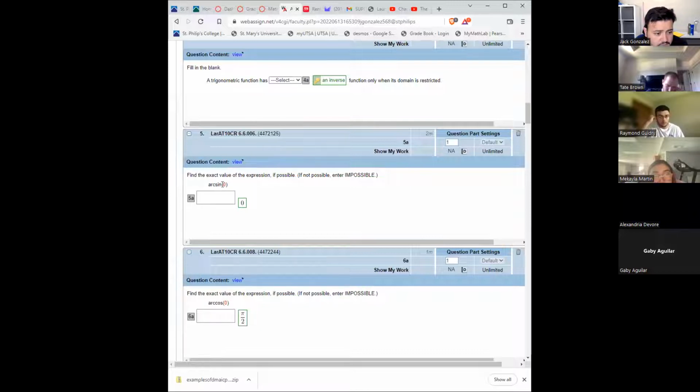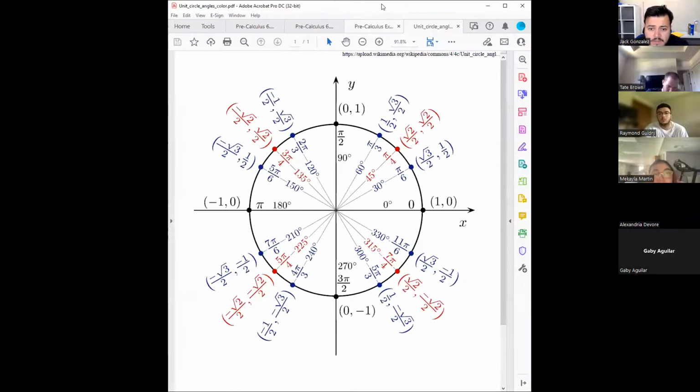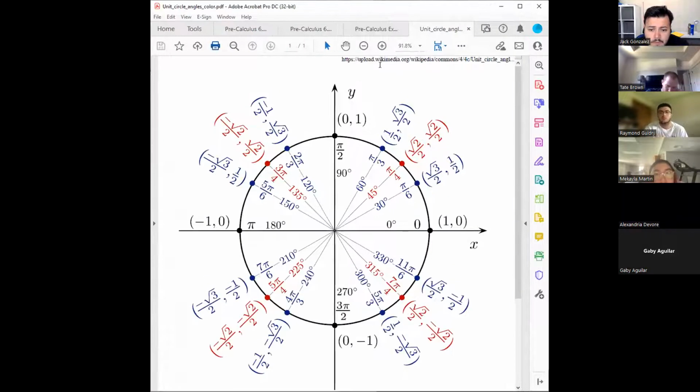So arcsine of 0, in other words, sine inverse of 0, same thing. So look at your circle. Essentially what it's asking, you guys see the circle? It's asking which angle gives you a y value of 0, right? Sine inverse of 0 means find the angle that gives you a y of 0. It looks like it's going to be right here, right?